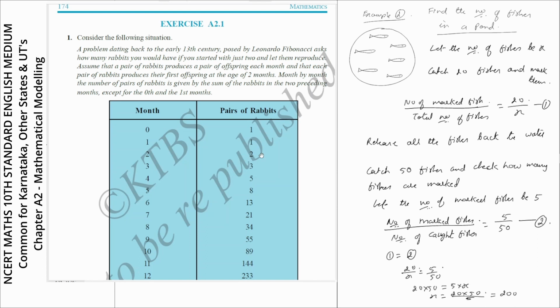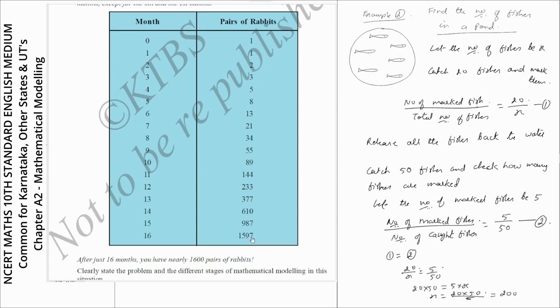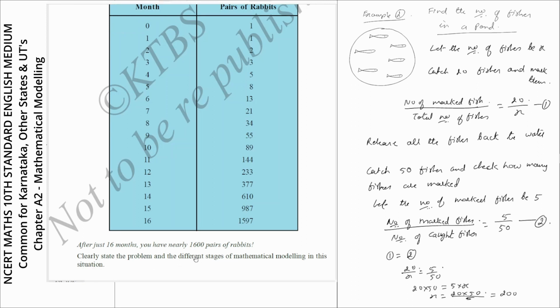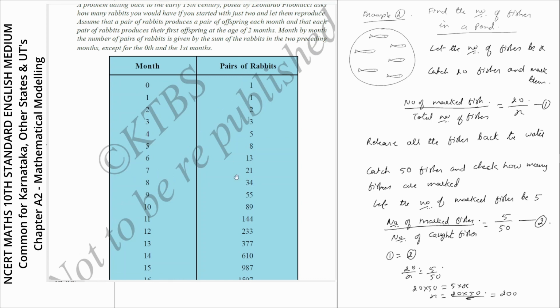Every new pair of rabbits which is born will start giving birth to another pair after 2 months. So going on like this, what is the number of rabbits after 16 months? After just 16 months you have nearly 1600 pairs of rabbits. Clearly state the problem and the different stages of mathematical modeling in this situation. Suppose the answer is actually given here.